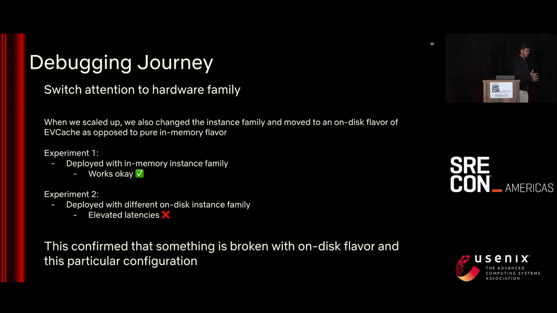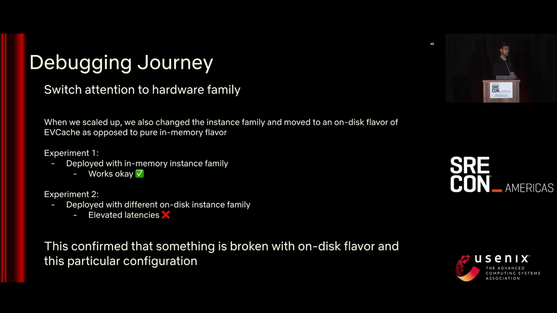We performed two different experiments. In the first one, we deployed an in-memory flavor with the higher build number, but a different instance family than the one we had. And we saw that the latencies are pretty much in line with what they always have been. In experiment 2, we tried a different instance family, but with the ext store flavor, or the disk-based flavor, of memcached, and immediately the latencies began to go up again. So that pretty much told us that we have messed up some configurations with the on-disk flavor of memcached.